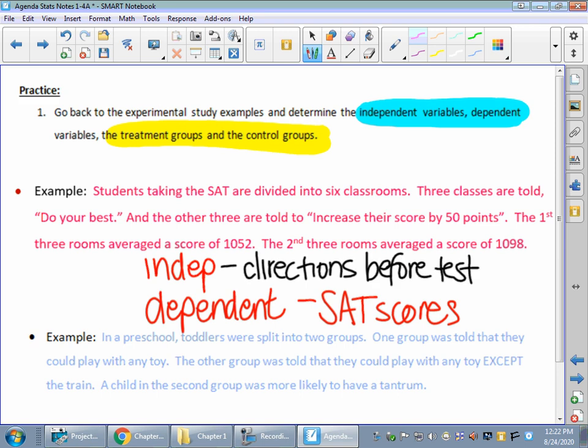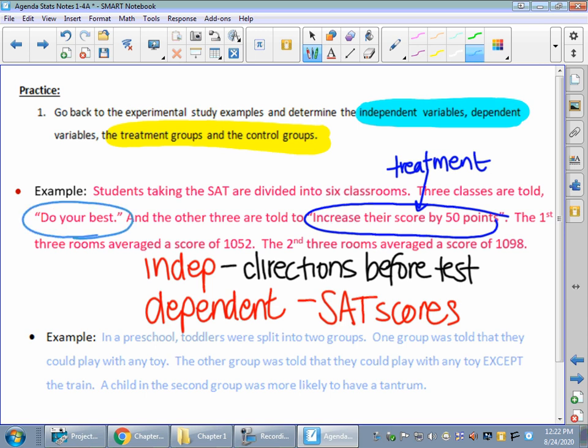I have to assume that my classrooms are randomly chosen. There's nothing there. That would be something to check into. So the control group is given no direction, and the treatment group receives special instructions. So I'm going to be thinking that whatever we did for them would be the treatment group. And then the "do your best" people, that's just business as usual, that would be the control group.